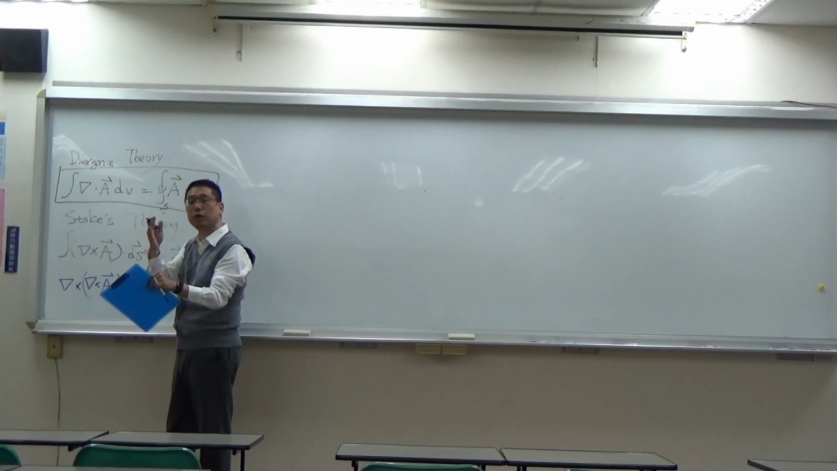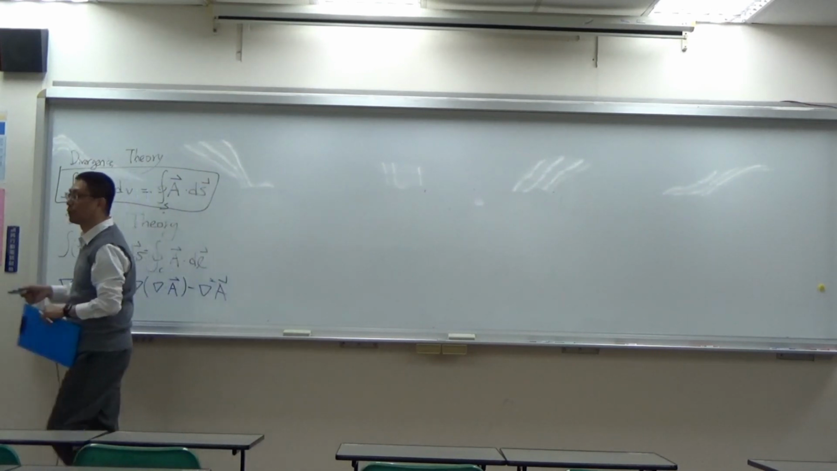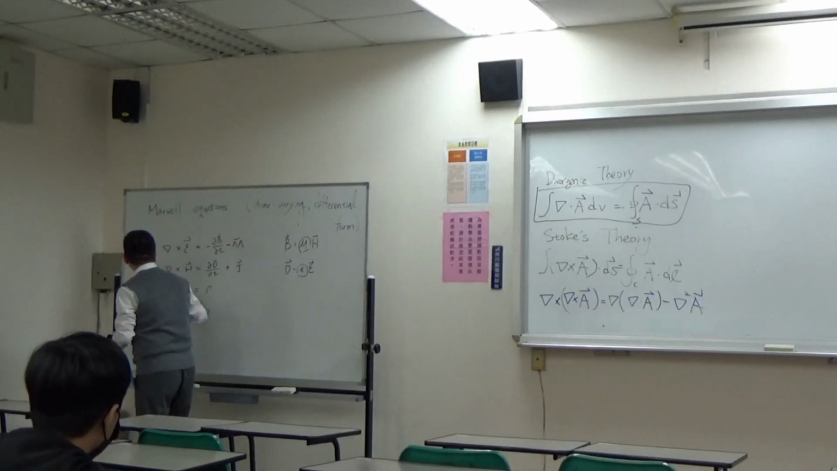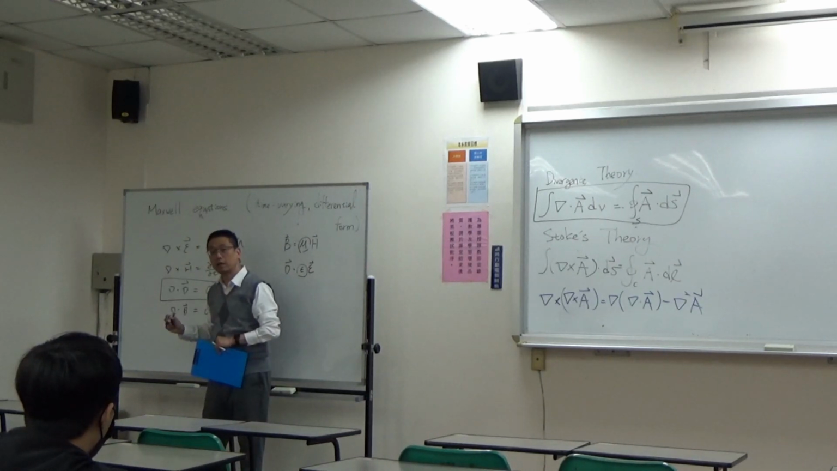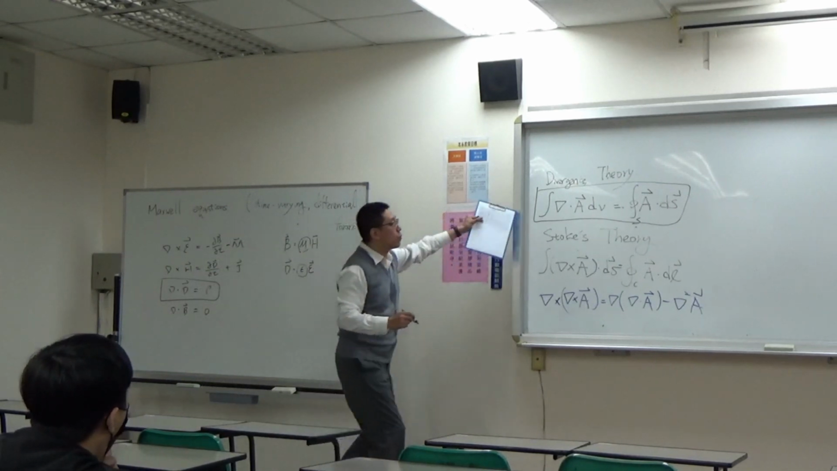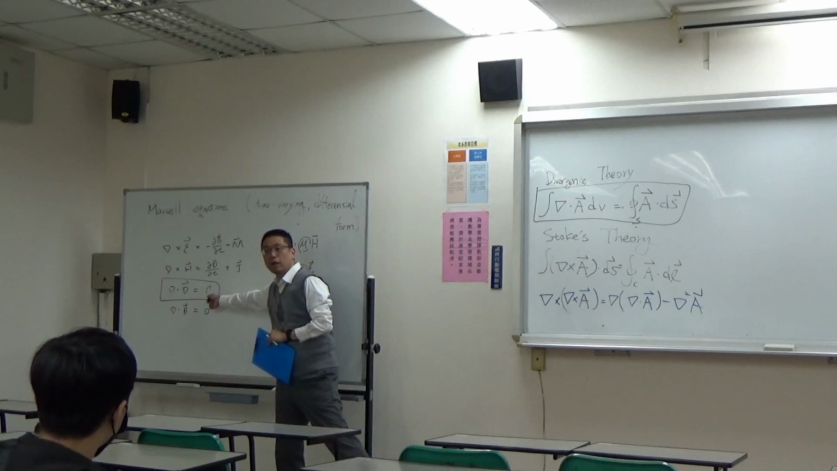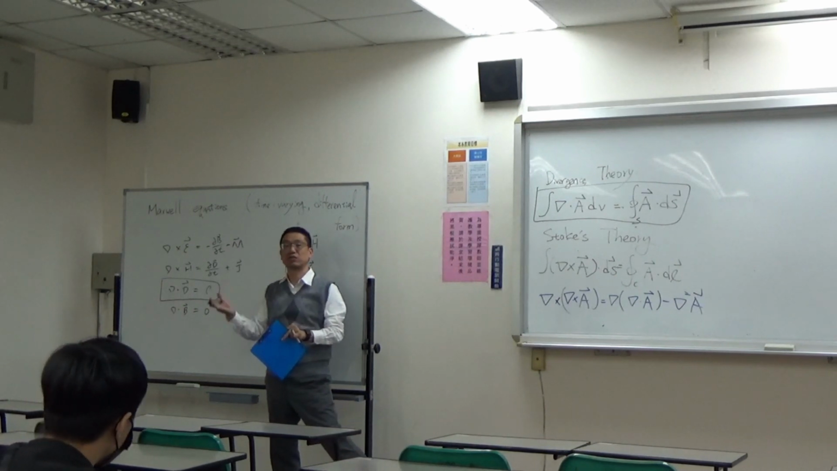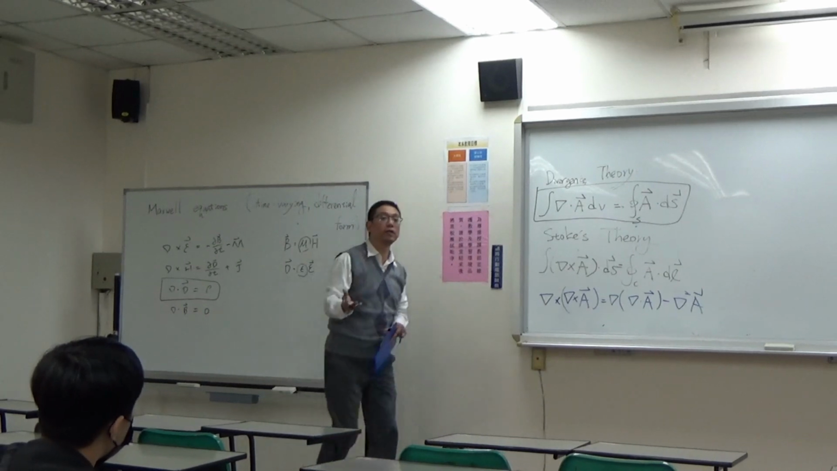Use the divergence theorem, apply it to Maxwell's equations. Use this one, apply it to this equation. Try to explain that this is Gauss's law. This is our goal, to explain this is true.